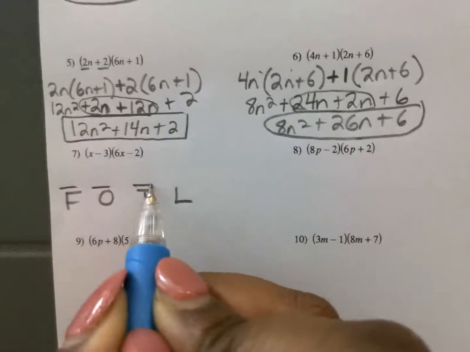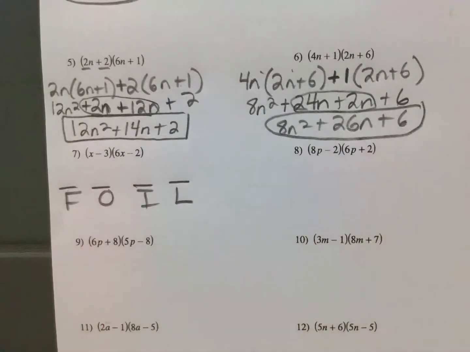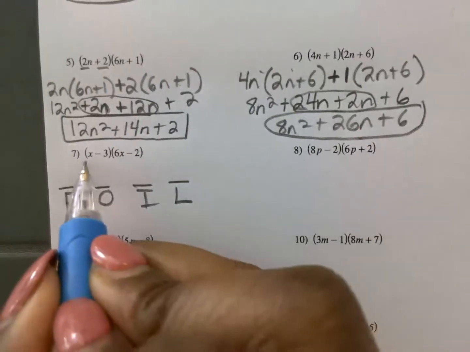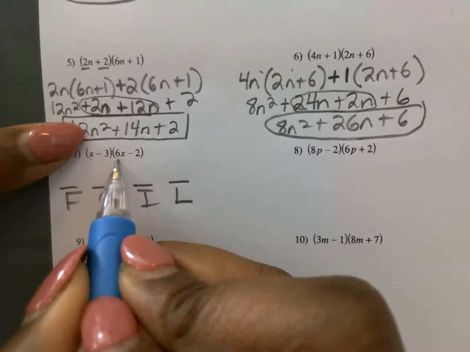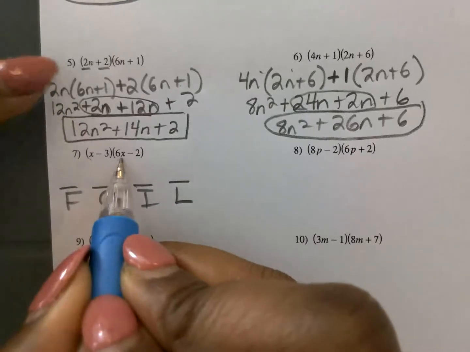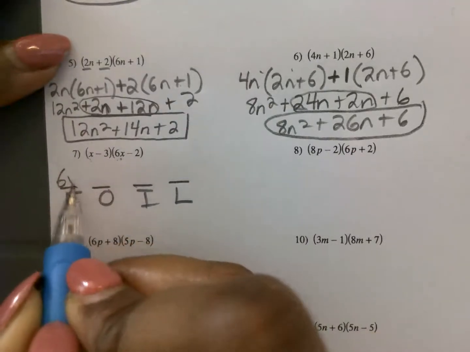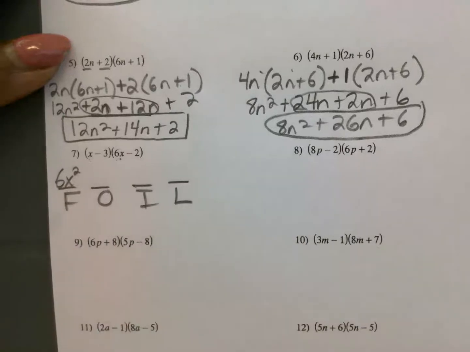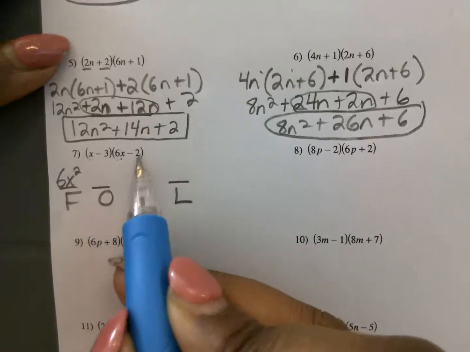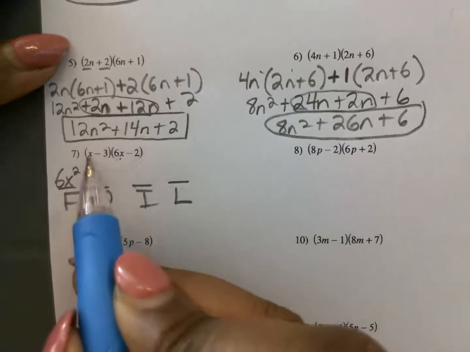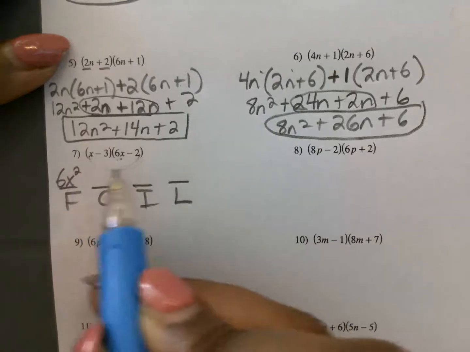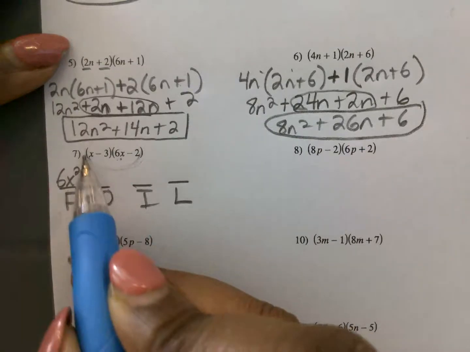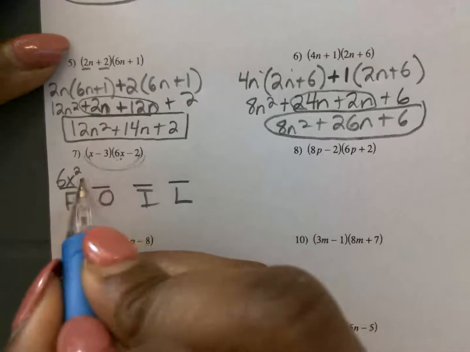First, outer, inner, last. So in the parentheses, you're going to multiply the first 2 numbers together. So that's x times 6x. What's x times 6x? 6x squared. So that's first. Outer is going to be the 2 on the ends. Okay. What's x times negative 2? Negative 2x.